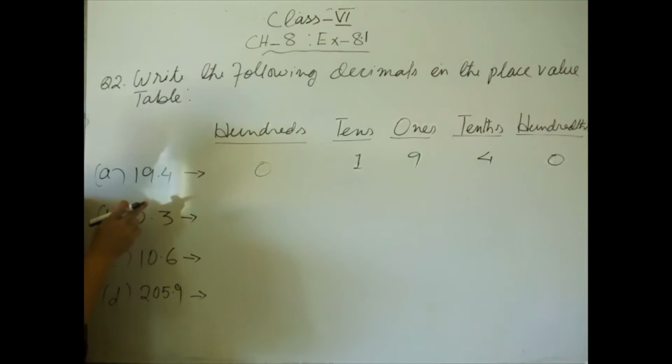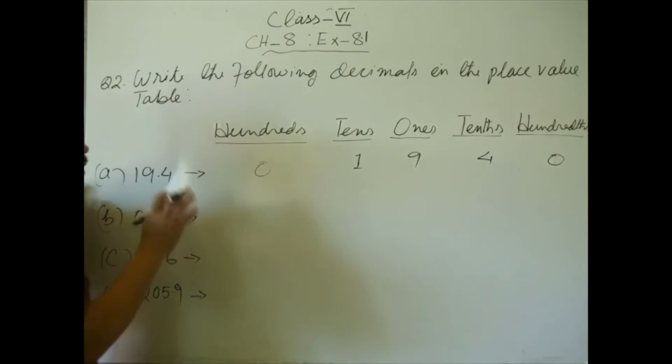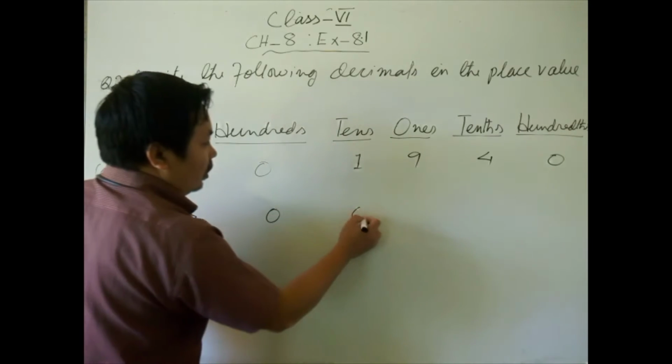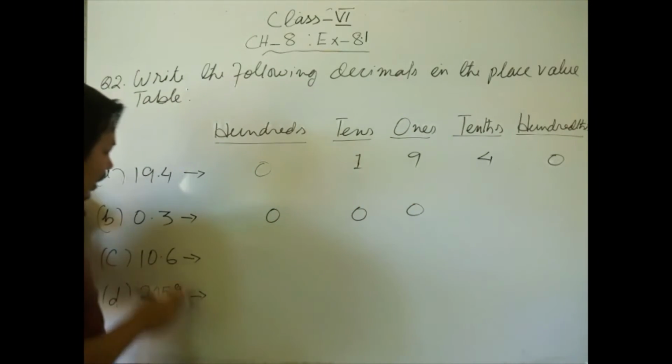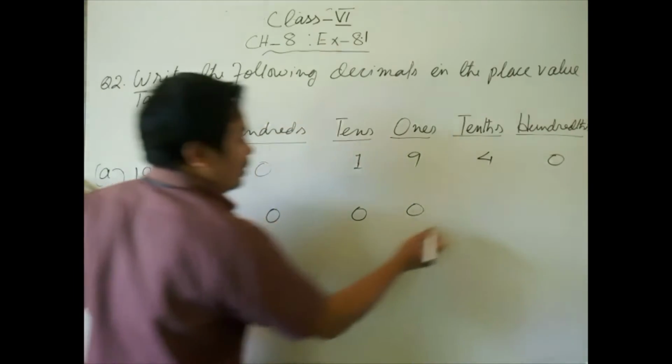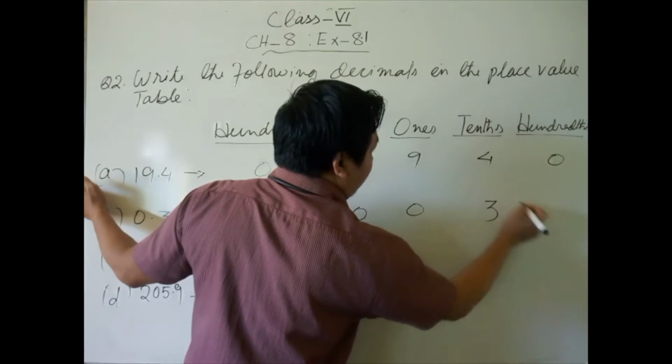Now next, do we have any hundreds here? No. Any tens? No. Any ones? No. No number in the whole number place, no number in the 100, 10 or 1 place, so write down 0, 0, 0, all of it. But in the tenths place, we have one decimal digit, that is 3 tenths. You write 3 here. Hundredths, no hundredths, so 0.